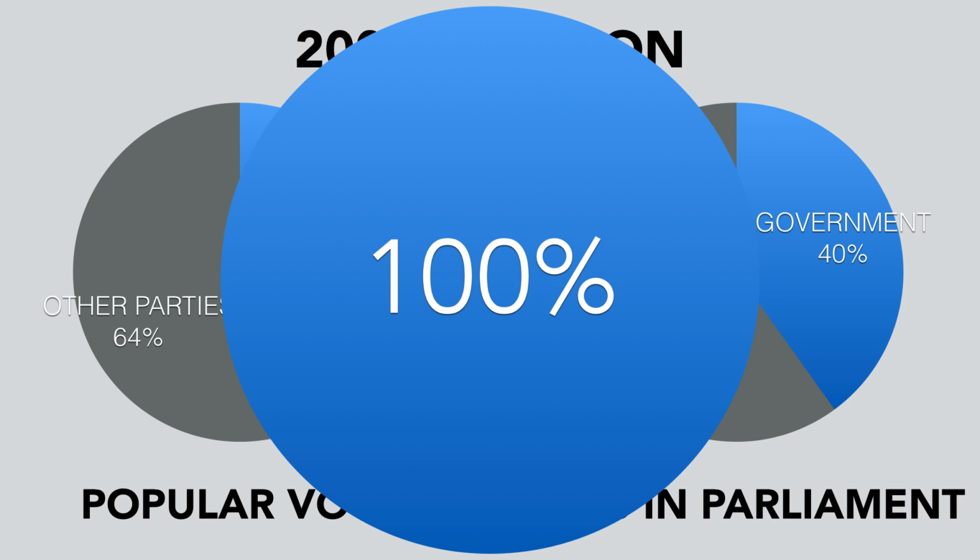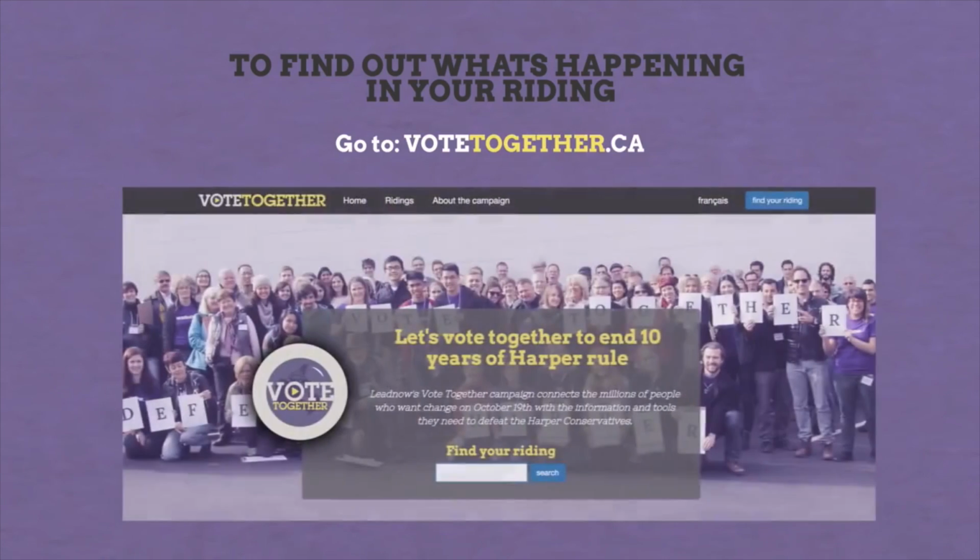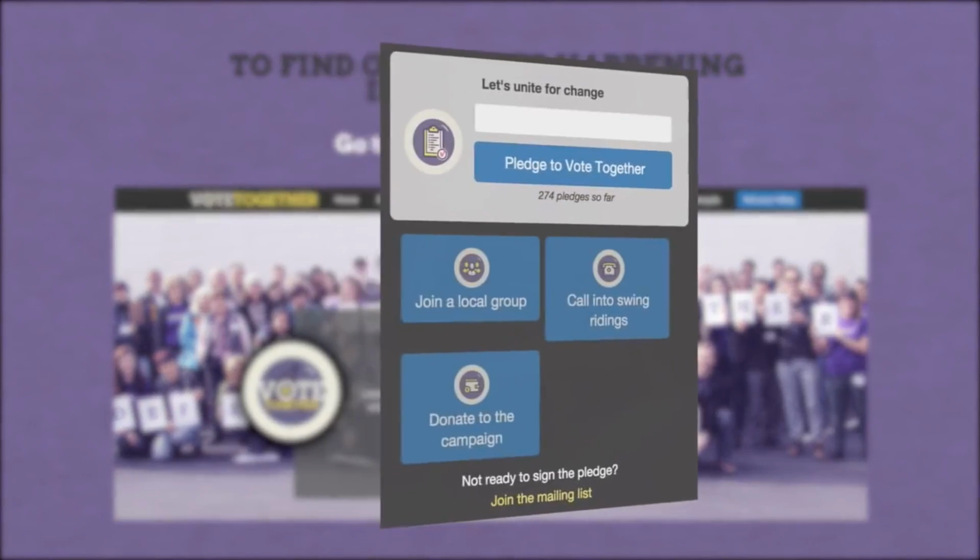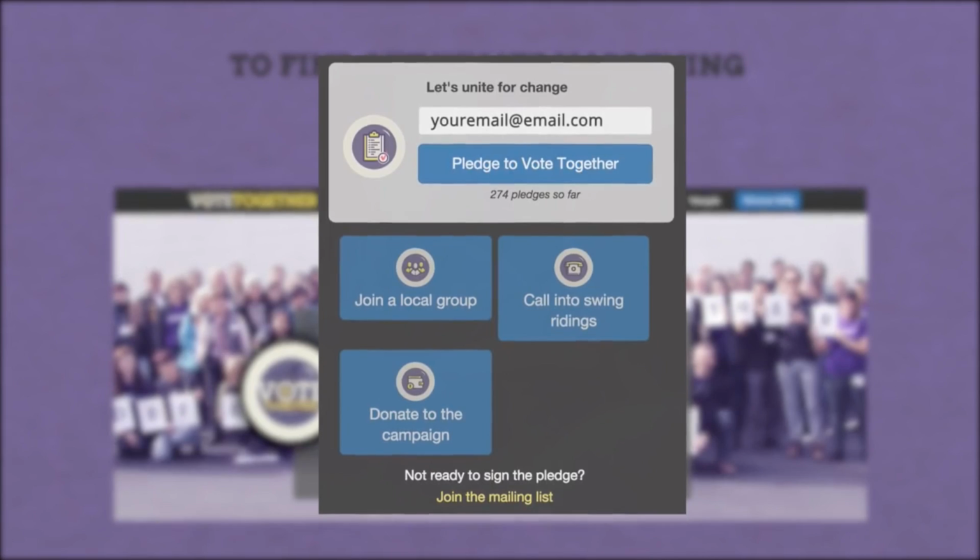And so, in this year's election, organizations have popped up like votetogether.ca, which help Canadians vote together and not split their vote between two opposition parties.